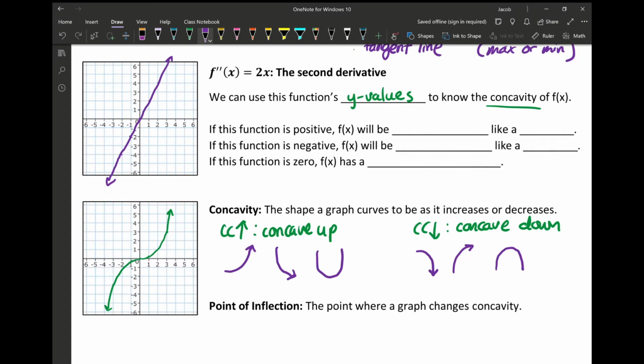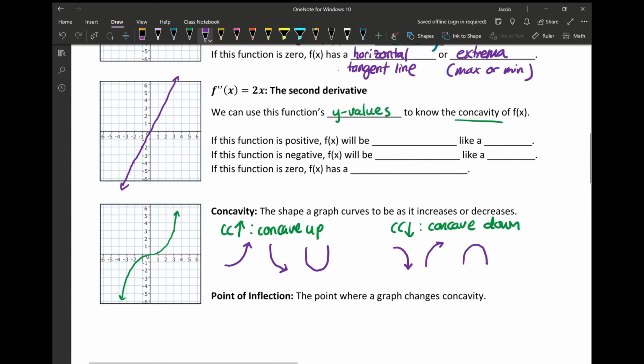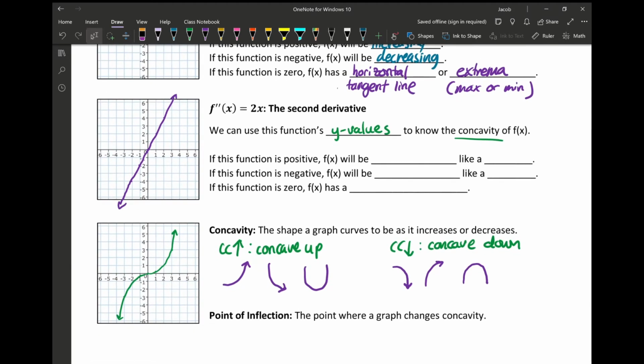So these second derivatives speak directly to the original function's concavity. If this purple function 2x is positive, which it is right here, then the original function is going to be concave up, like a cup. So pretty nifty rhyme there.